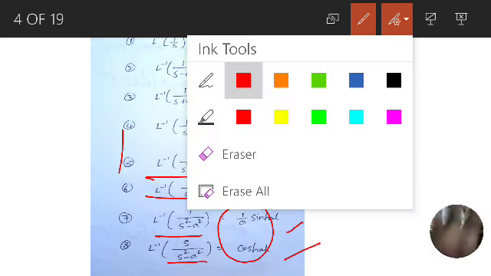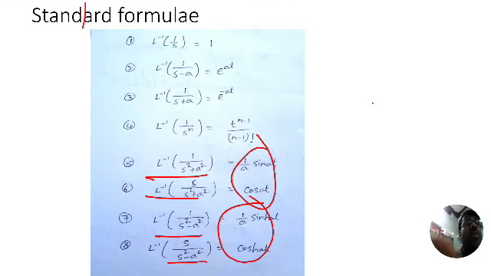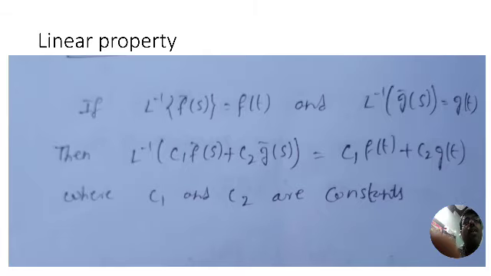Now let us go to the very important property, that is the linear property of inverse Laplace transforms. What does this linear property say? The linear property of inverse Laplace transform is the same as the linear property of Laplace transforms. So it is very easy. Once you have learned the 5th unit Laplace transform, inverse Laplace transform is very similar to that.